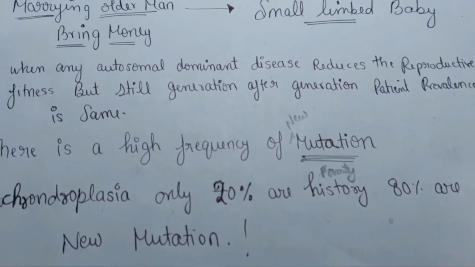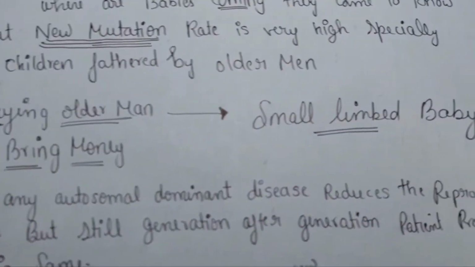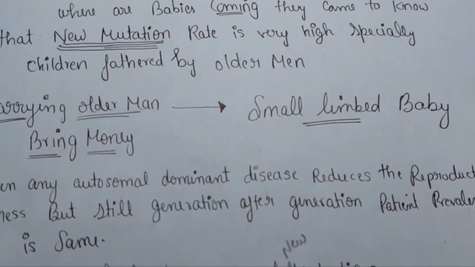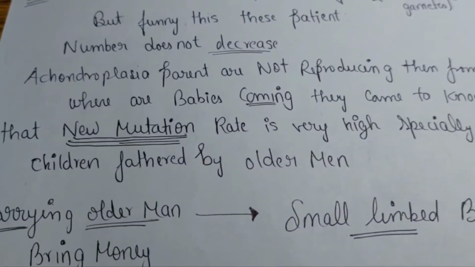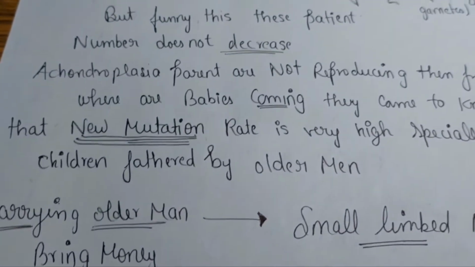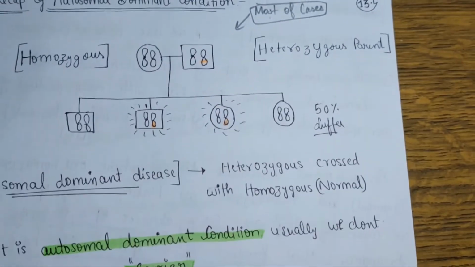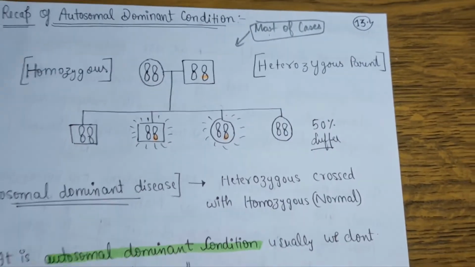So there's a funny joke that marrying older men will bring you money, but it will also bring you small limbed babies. This is because the new mutation rate is very high, especially in children who are fathered by old men. So now we have understood the concept of different types of autosomal dominant pedigree charts.